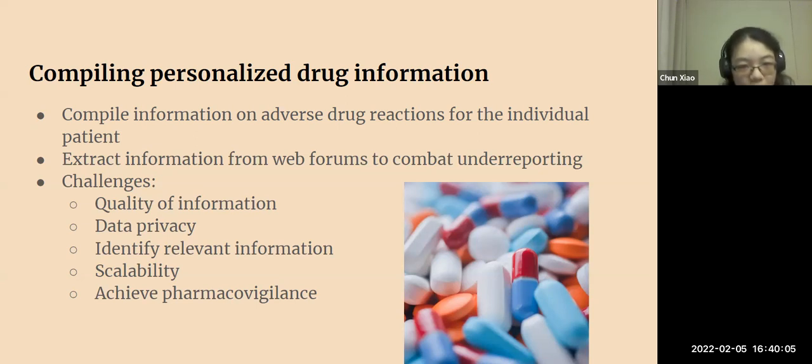So the challenges to this are, first, quality of information. Of course, if people are just complaining about their symptoms on Twitter or Instagram or another web forum, then they won't have a very strict way of saying things, and they might not even be truthful. But there are certain ways to combat this within the artificial intelligence technology, but I won't go into it now. Secondly, there's data privacy. If we are harvesting information from these web forums, then it will be difficult to protect the privacy of people who are writing about their symptoms there, right? Third, it's difficult to identify relevant information.